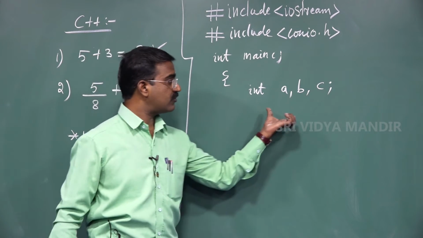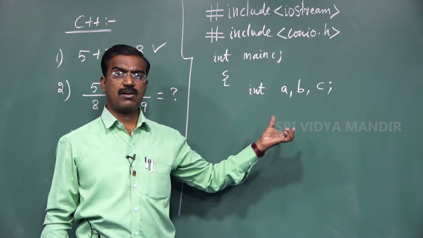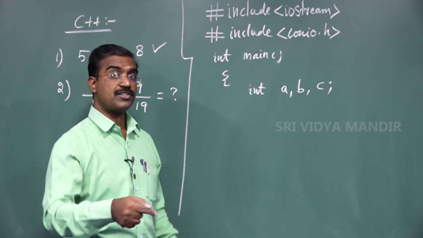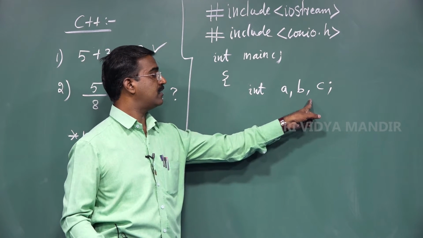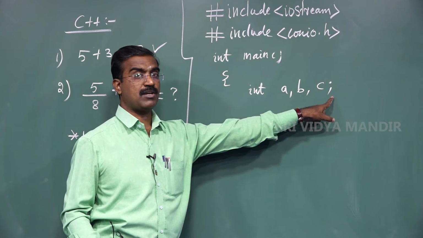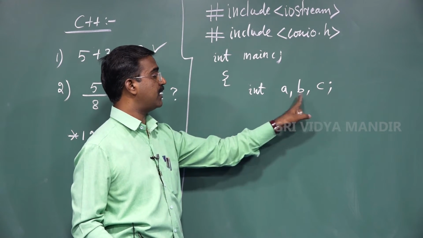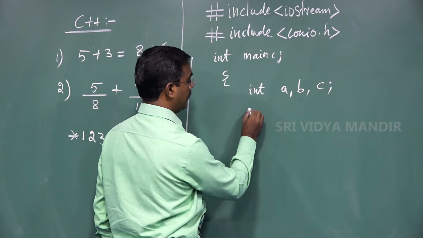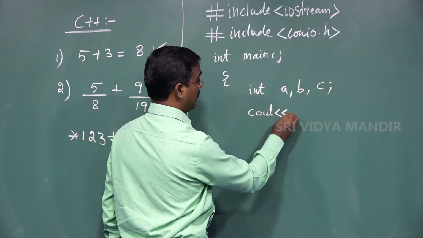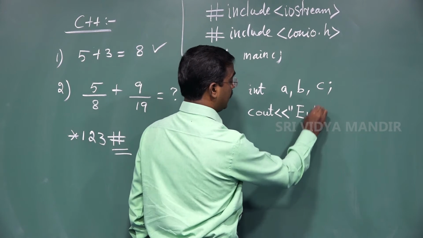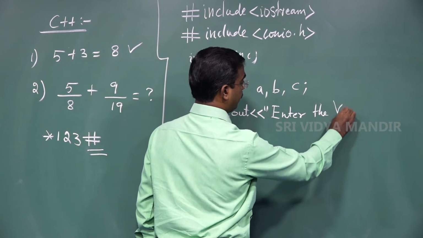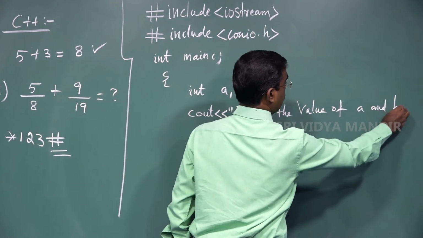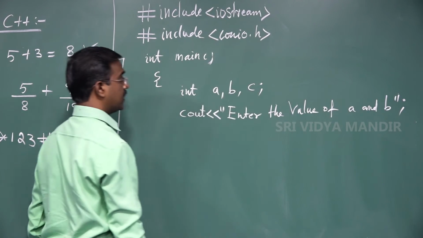Why, sir? In natural English or Tamil, when a sentence is over we naturally put a full stop. But in a computer language, the line should be terminated by a semicolon. So int a, b, c; Now we introduce the numbers. Those numbers should be declared as variables a comma b. That's why we introduce cout: enter the value of a and b. It should be terminated by a semicolon.